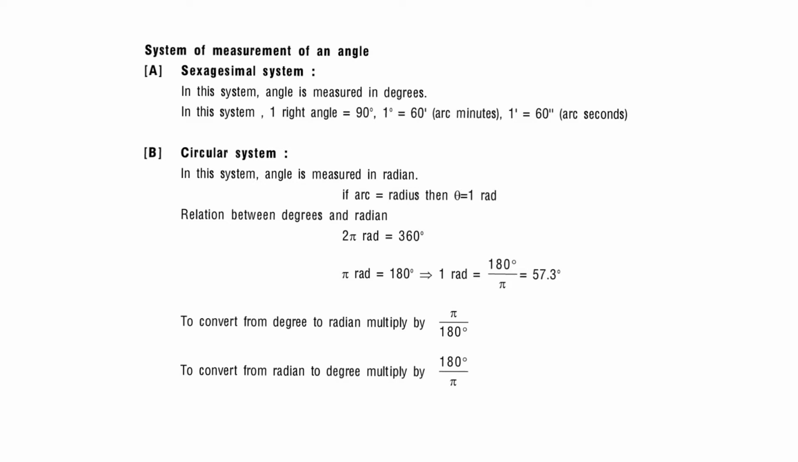And in circular system, we know that 2 pi radians is taken as 360 degree, and pi radians is taken as 180 degree. So we can write that 1 radian is 180 degree divided by pi. If you'd like to convert from degree to radian, multiply by pi by 180, and to convert radians to degree, multiply by 180 by pi. So in questions, sometimes they will give the value of angle in degree, but we should know how to convert this into radians, because in SI system it should be in radians.